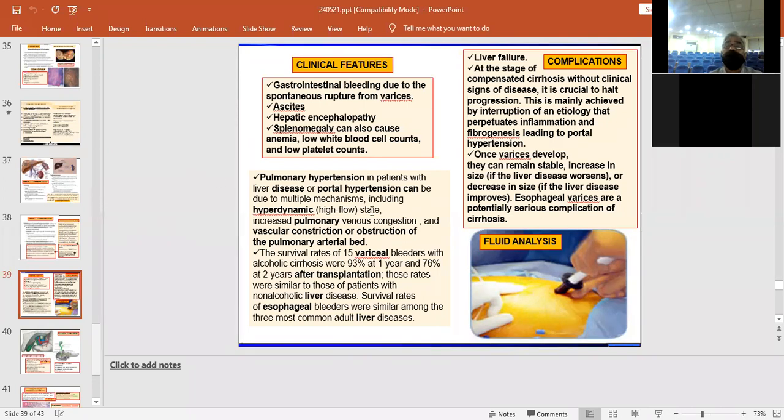Esophageal varices, once they develop, remain stable. They can increase in size if the liver disease worsens, but they can also decrease if the liver disease improves. So if the cause is removed, it will improve. But for example, in hepatitis C virus, you cannot remove the cause.